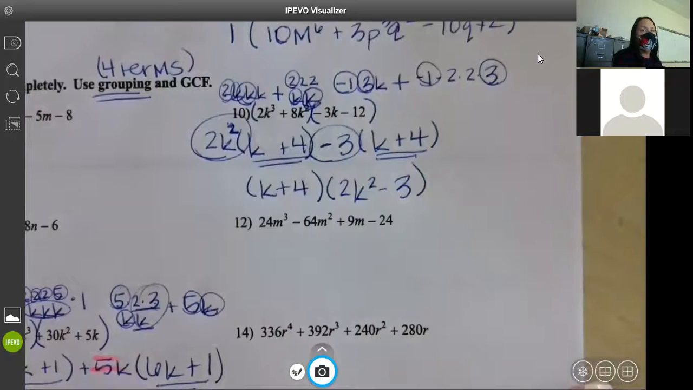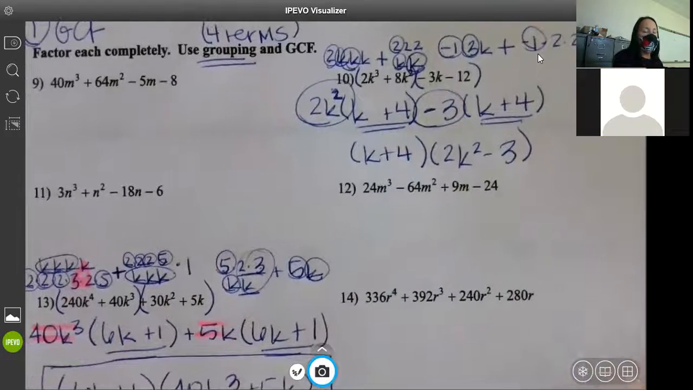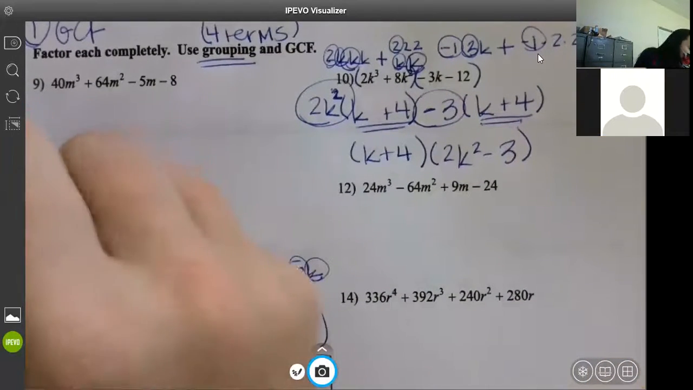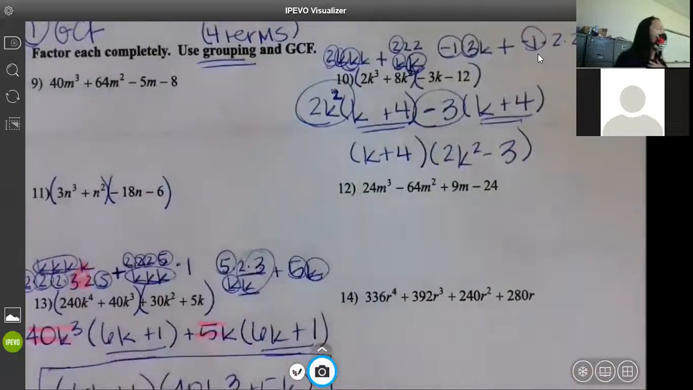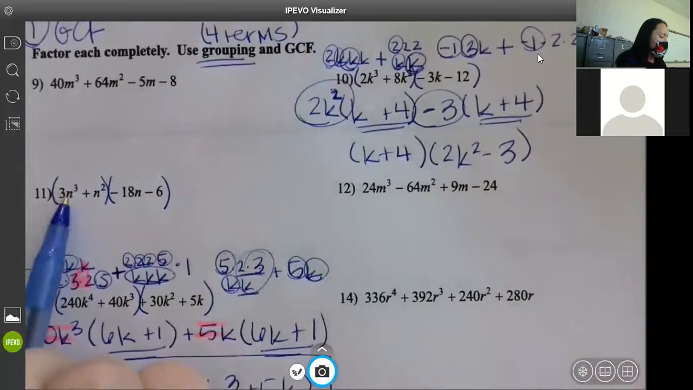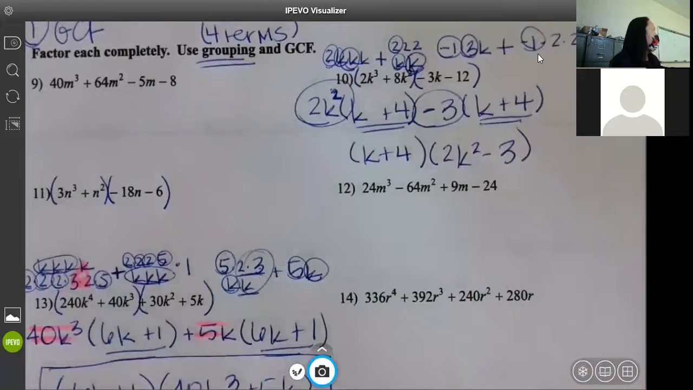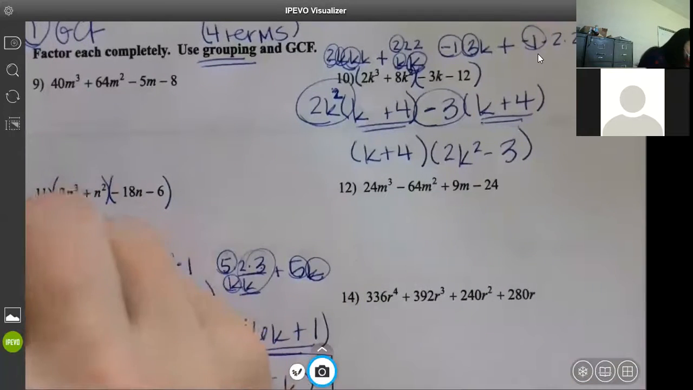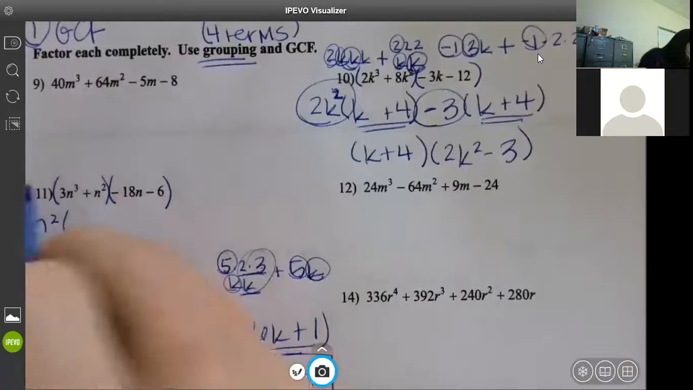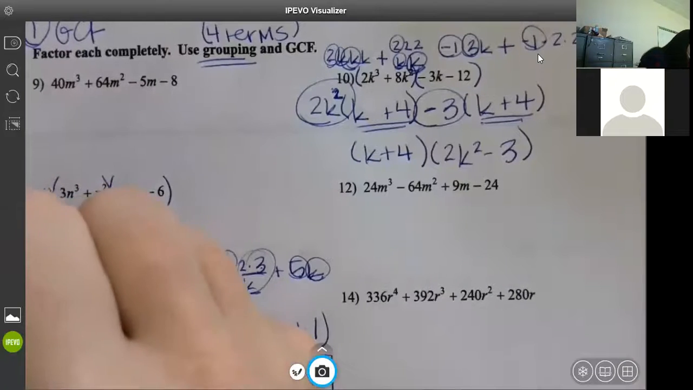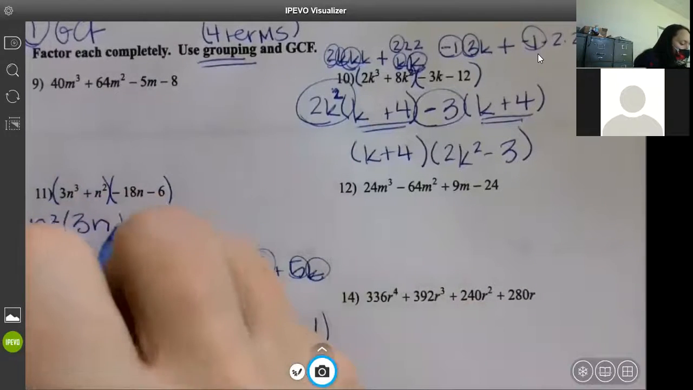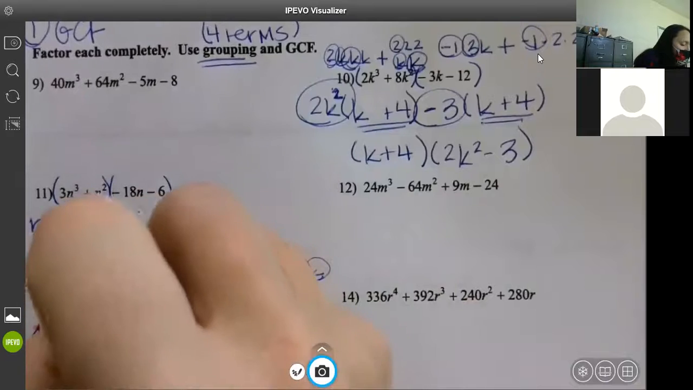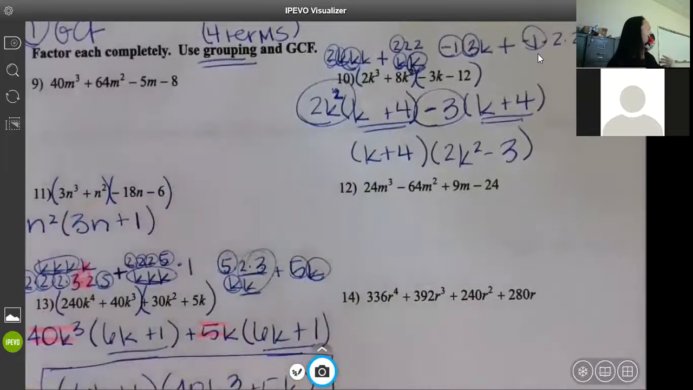Look at number 11. It is the same exact thing that we just did. Again, if you can do it in your head, I do it in my head. If you can do it in your head, go do that. What's in common between 3n cubed and n squared? Just 2 n's. They don't have any numbers in common. So I'm going to take 2 n's out. That left me with a 3 and 1n. And then n squared divided by n squared is 1. I took all of that out. Remember, there's always a 1 left.